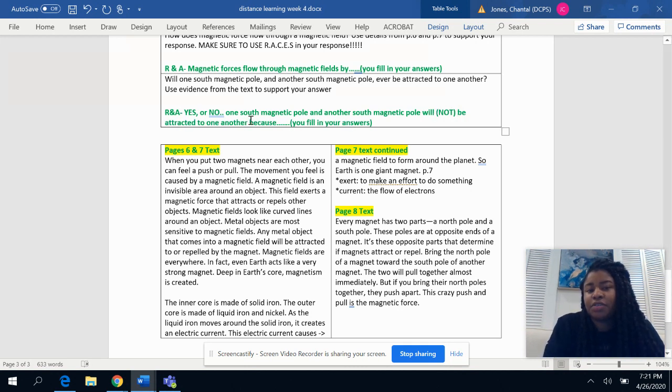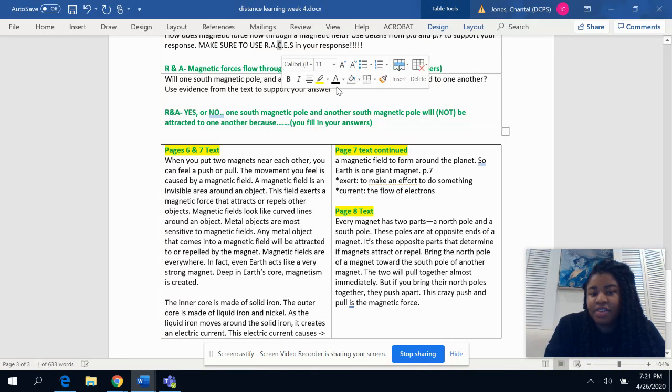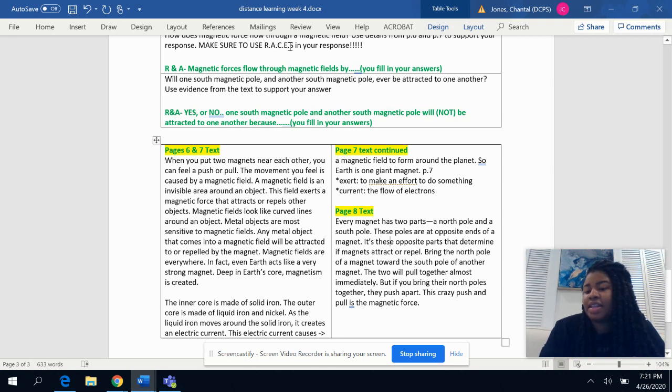So you pick the answer, either yes or no. Okay, if you're saying yes, then you take out that not. If you're saying no, then you keep in the not. And then you tell me the answer. Why or why not can a south magnetic pole and another south magnetic pole be attracted to each other? Then you find C, evidence from the text. According to the text on page 8, right? On page 8, it says blah, blah, blah. Find a quote. Then you explain, this supports my answer because, and then in conclusion, RACES.